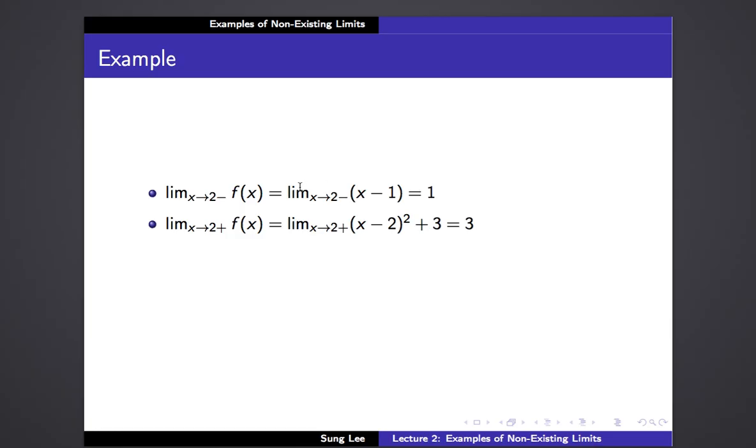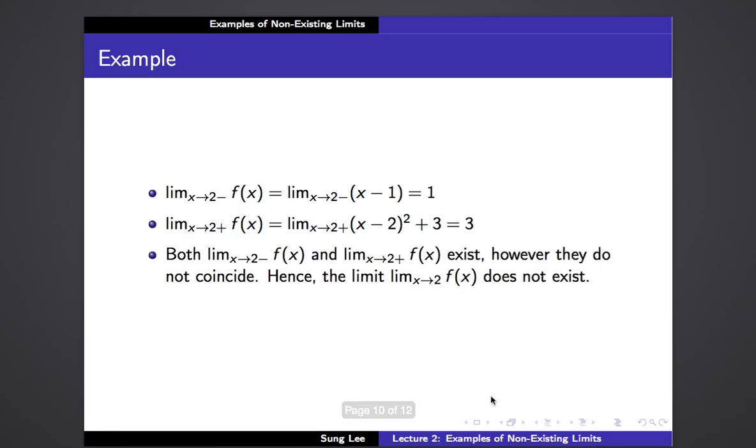So both the left-hand limit and the right-hand limit exist, but they are not equal to each other. Therefore, the limit of f of x when x approaches 2 does not exist, right? Does not exist.